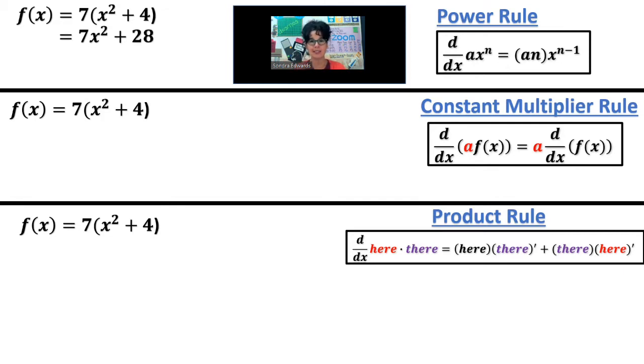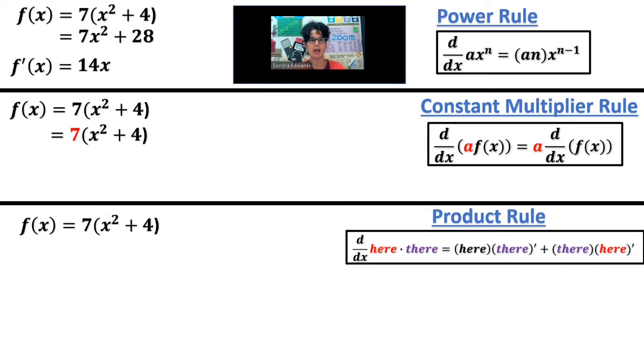So I'm going to distribute the 7. And then the 2 moves to the front, and I get 14x to the first power. Derivative of a constant 28 is 0. And then that is just 14x. Pretty darn fast, frankly. Okay, constant multiplier rule is just saying that we can set the 7 to the side. Just set it all the way over there. Don't care, not looking at it. Focus on the x squared plus 4.